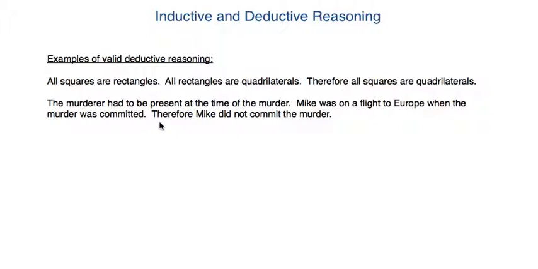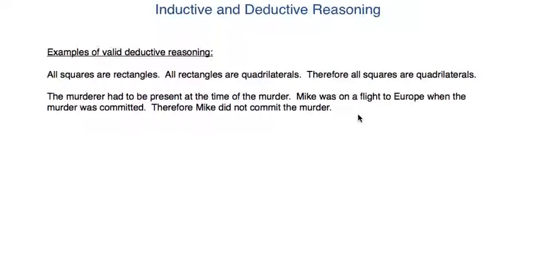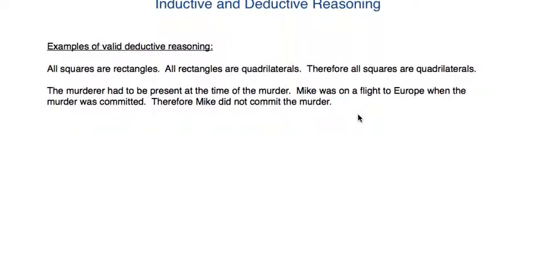Even though we might use inductive reasoning to decide whether somebody is guilty or innocent, we might use deductive reasoning to decide what did not happen. And this is an example of deductive reasoning. That would be evidence maybe against Mike's being the murderer.